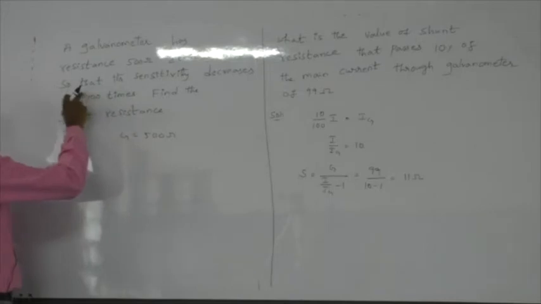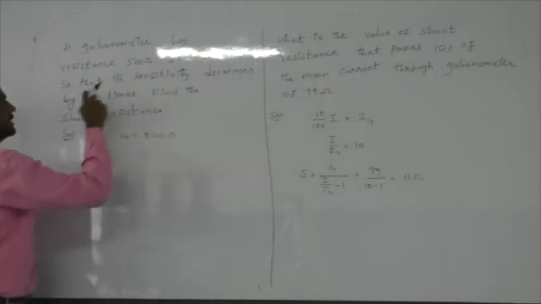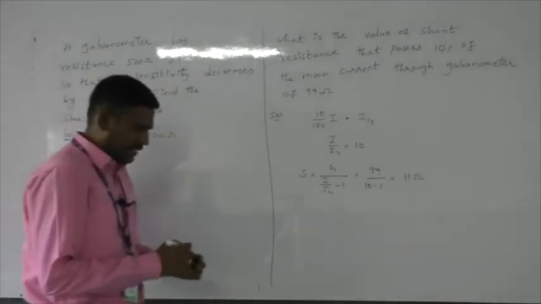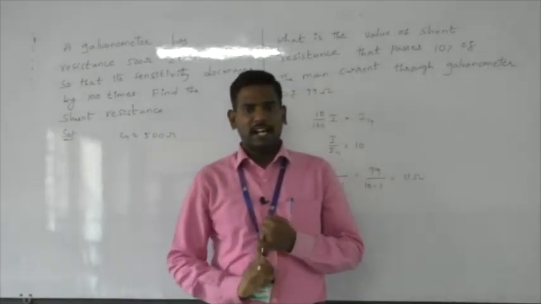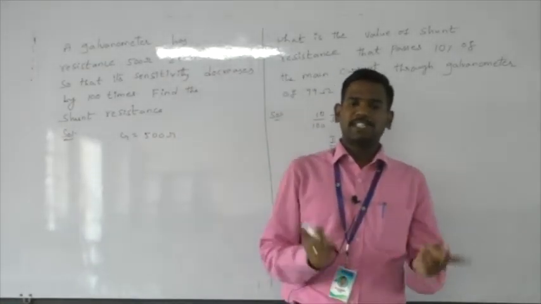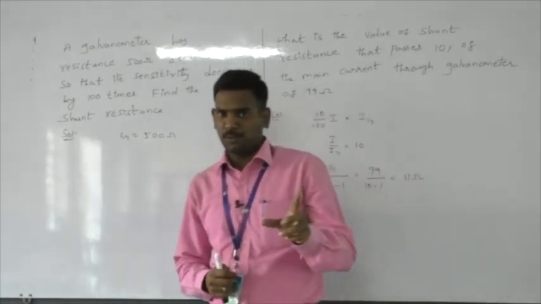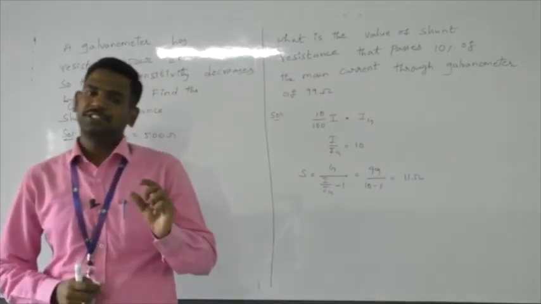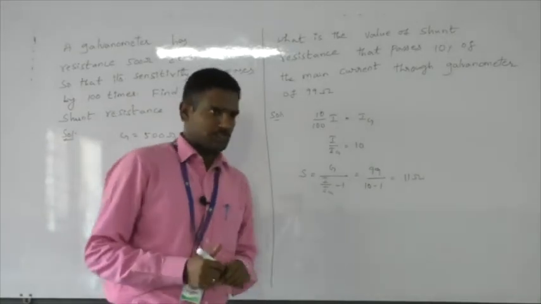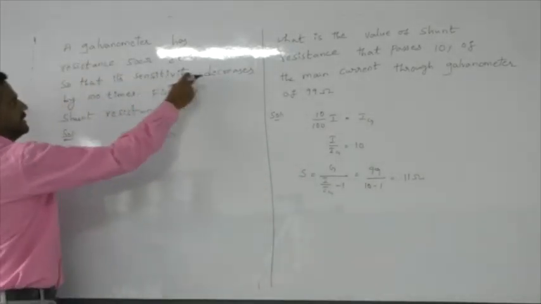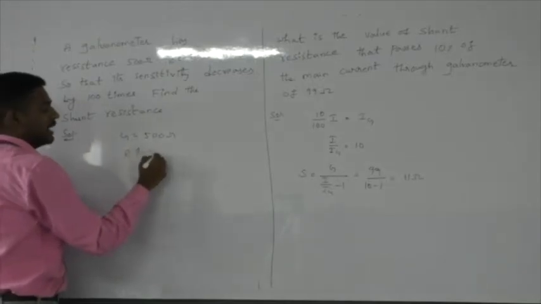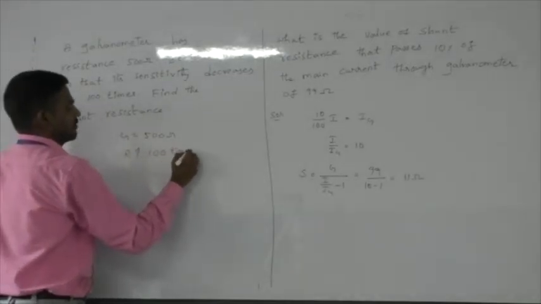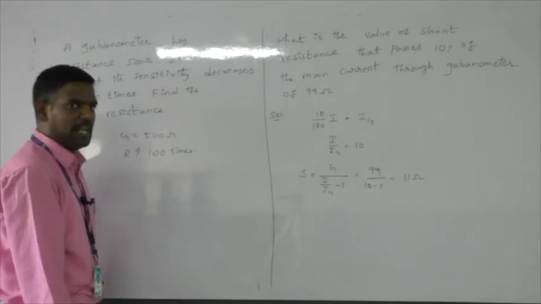It is shunted so that the sensitivity decreases by 100 times. Actually, for a galvanometer which has to be converted into an ammeter, the sensitivity and the range are inversely proportional to each other. If the range is more, sensitivity will be less. If the sensitivity is less, range is more. So here the sensitivity decreases by 100 times. That means the range will increase by 100 times.